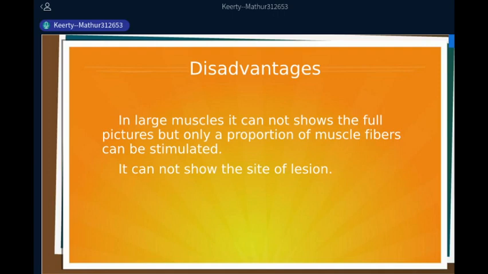If we are drawing an SD curve for a small muscle, it will be appropriate, but if we are thinking of drawing it for a large muscle like the quadriceps or hamstrings, then the accuracy will be reduced. So it is perfect for small muscles but not for larger ones. And second, it does not show the exact site of lesion. If we want to know about the site of lesion, then NCV will be the perfect method.